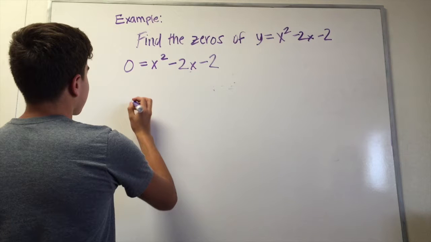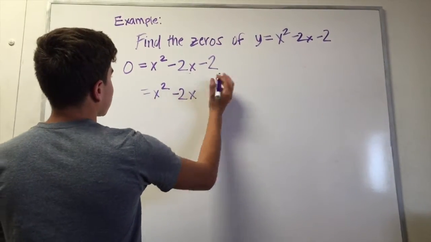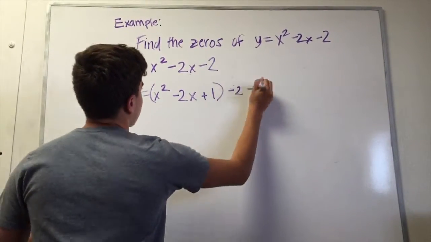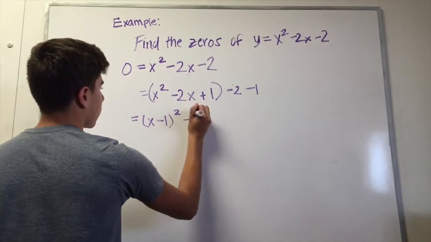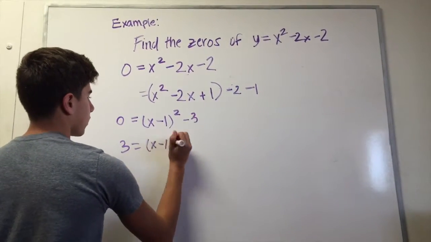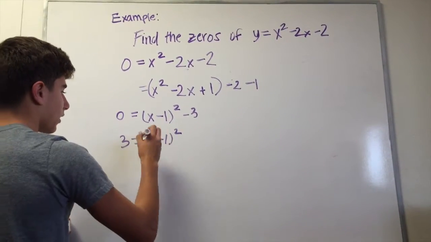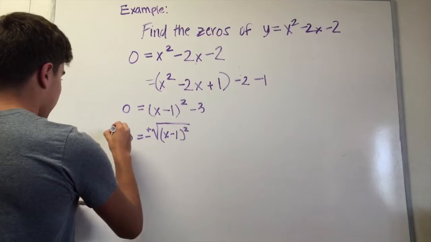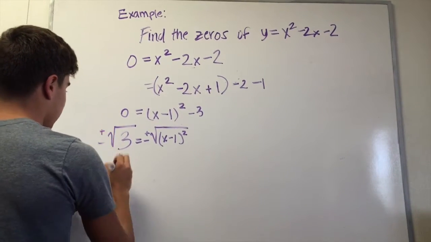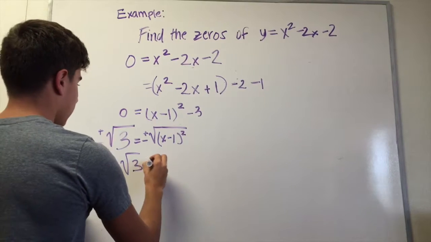Now we're going to be finding the zeros of a parabola. In this example, we have the parabola y equals x squared minus 2x minus 2. Our first step is to make y 0, so we have 0 equals x squared minus 2x minus 2. Our second step is to complete the square, so we're going to divide -2x by 2 and then square it, which will give us 1.